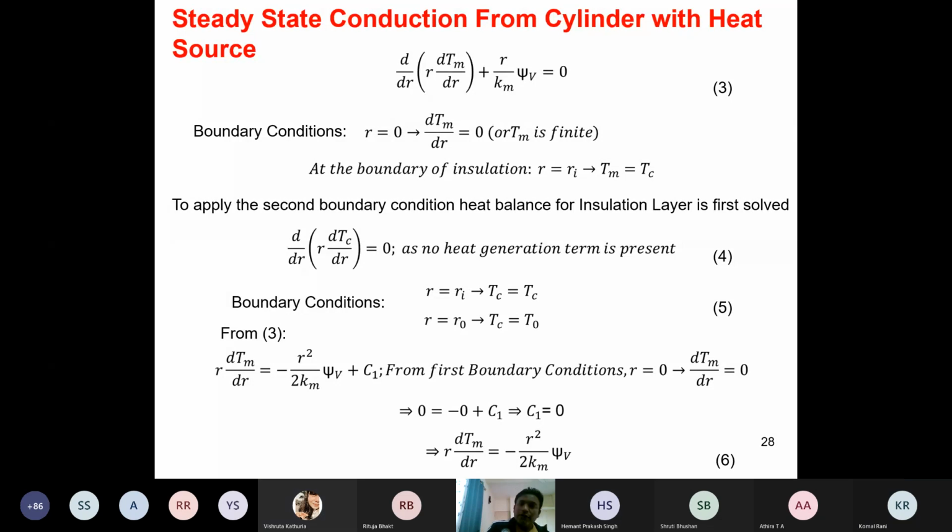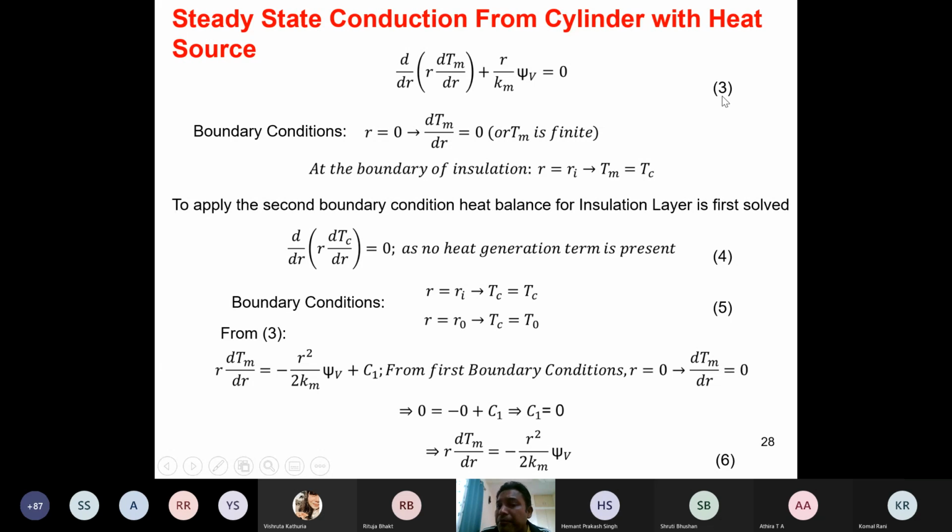Okay. So let us first solve the heat balance in the insulation layer. The heat balance for the insulation layer is also going to be the same as equation number 3, but the only difference is that, remember, there is no heat generation in the insulation layer. There is no current flowing in the insulation layer, isn't it? Current is only flowing through the metal wall, and therefore heat generation is taking place only in the metal wall.